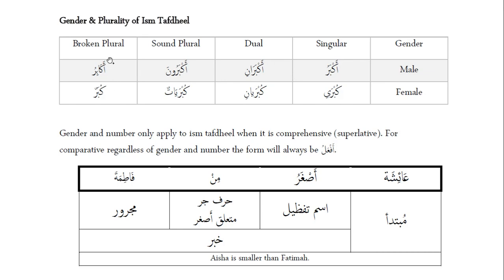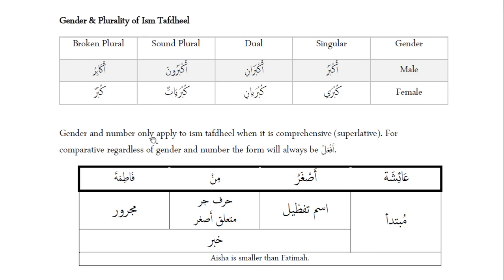And then for the broken plural, akabiru is the pattern, right? So afa'ilu. And then for the singular feminine, it's kubra, right? So like husna, right? It's like the most beautiful in terms of feminine, when it's in its feminine form. Kubarayani, kubarayatun, and then finally for the broken plural is kubarun.